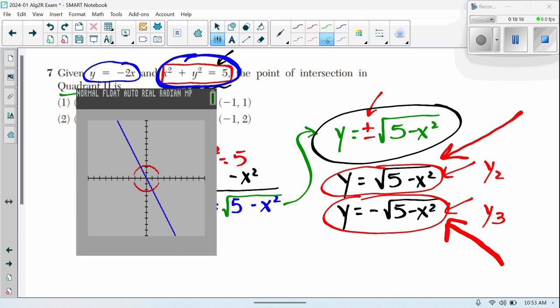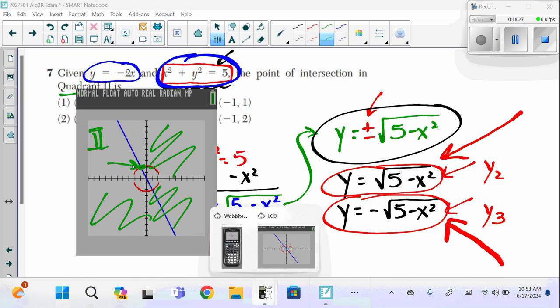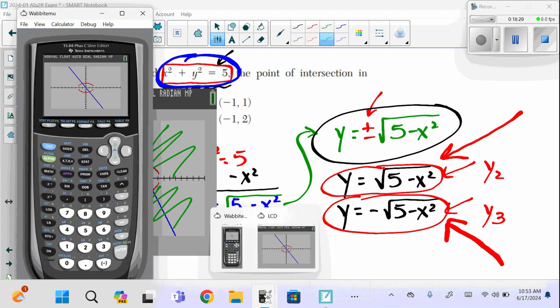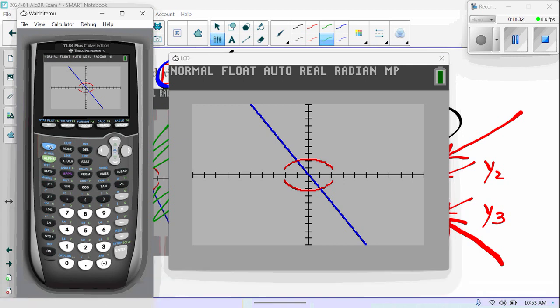And keep in mind, I only care about quadrant 2. I don't care about this quadrant. I only want this intersection in quadrant 2. So I'm looking for this point right here. So let's go back to our calculator and figure out what that point of intersection is.